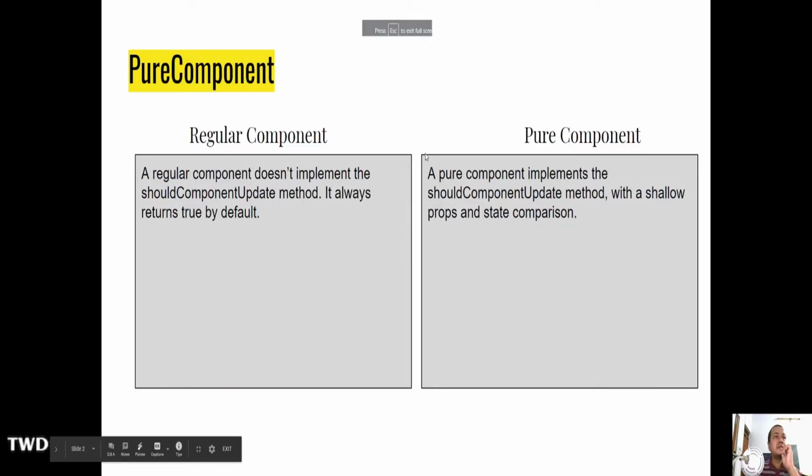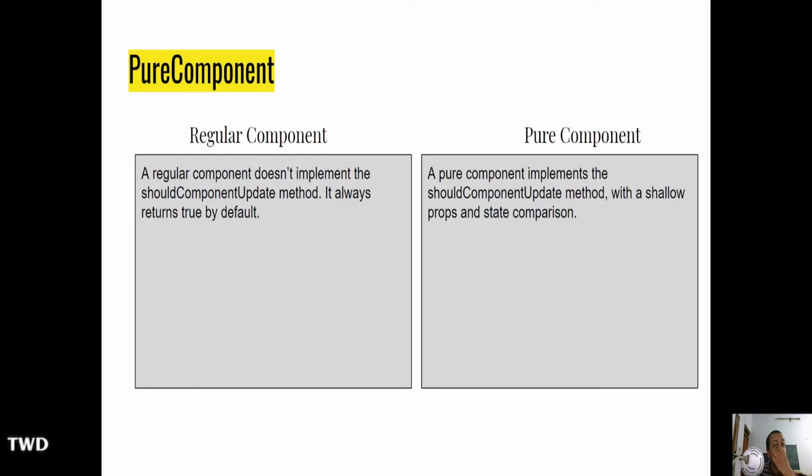A regular component is the thing which doesn't implement the shouldComponentUpdate method. It always returns true by default in a regular component. A pure component implements the shouldComponentUpdate method with a shallow prop and state comparison. So what is a shallow prop and state comparison?